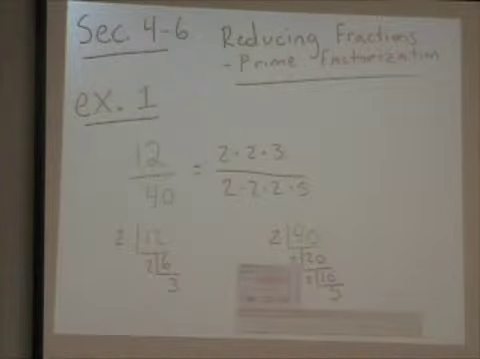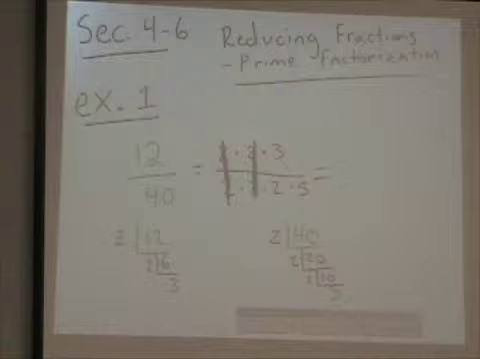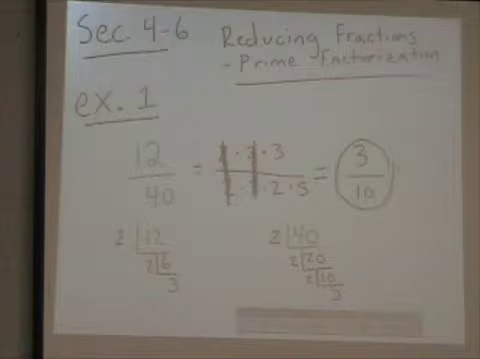Okay? Now, unlike the GCF, instead of keeping the numbers that match, you're going to cross them out. So these two 2's match, I'm going to cross them out. These two 2's match, I'm going to cross them out. What you're left with is your reduced fraction. What goes on top? 3. What goes on bottom? 10. So that's your reduced fraction right there.